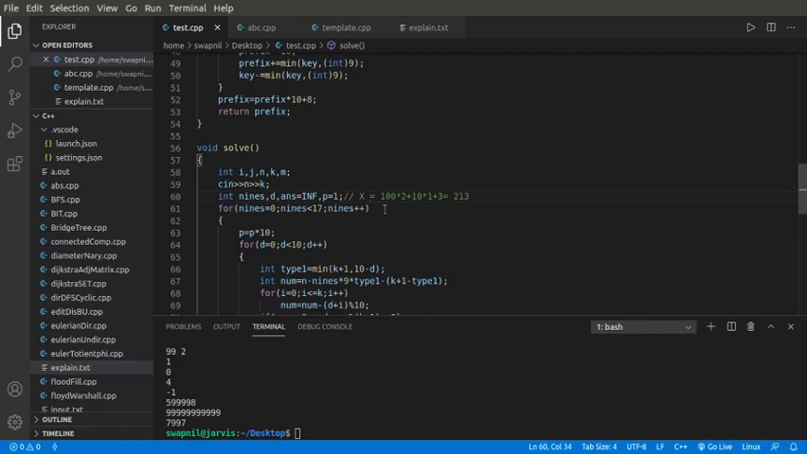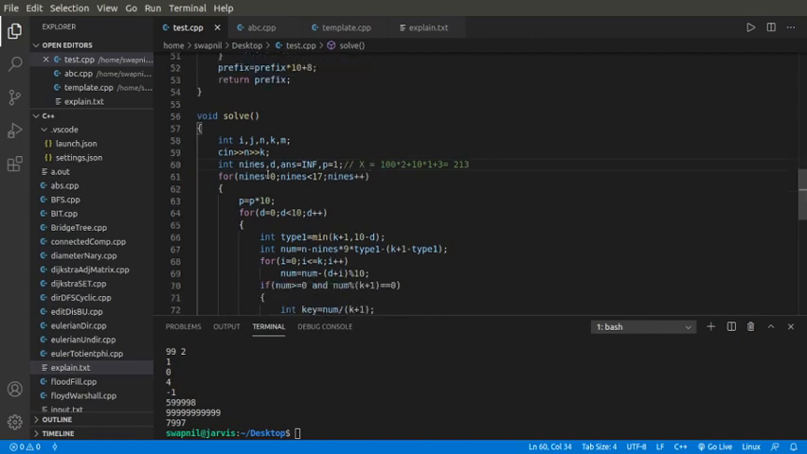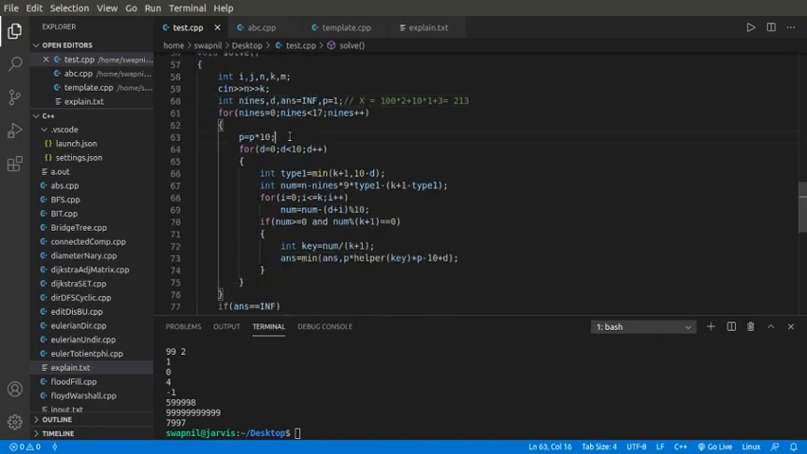Okay, now I'll loop through all the values of 9s from 0 to 16, lesser than 17, and I'll keep on multiplying p by 10, so that we have a count of the total number of 9s we have used. I mean the more 9s we use, the more power we will have to raise the prefix by, so that it will be used to construct my x.